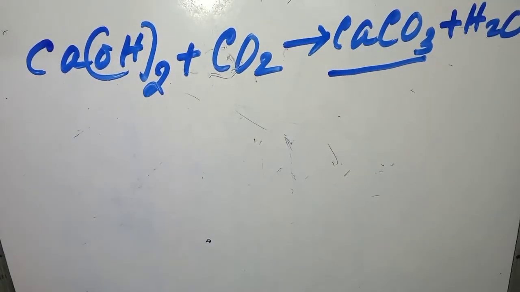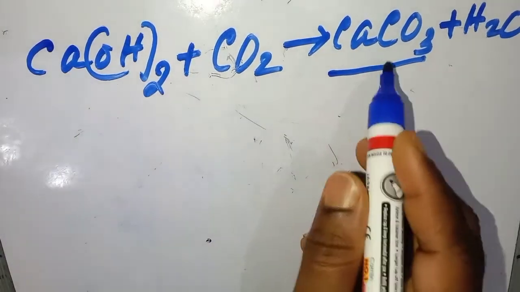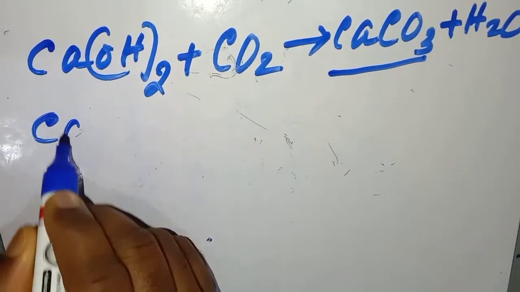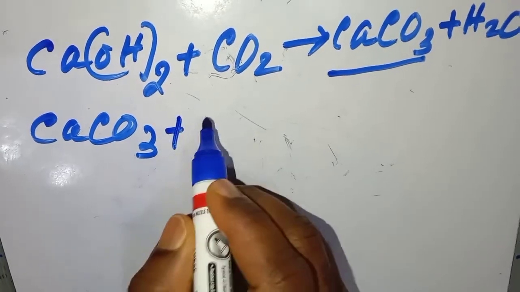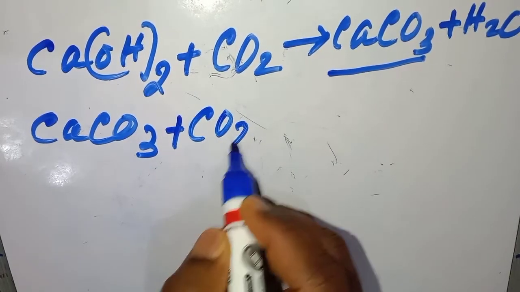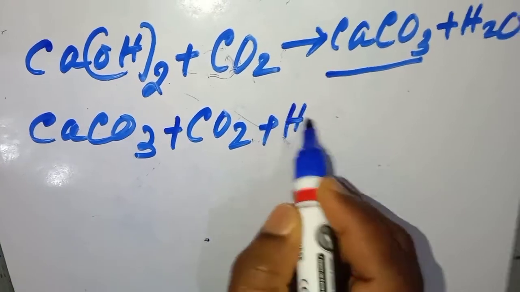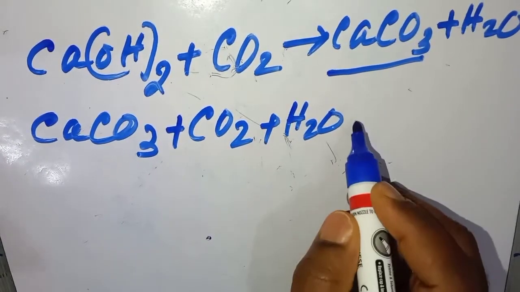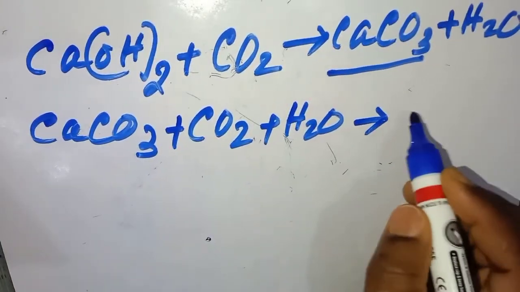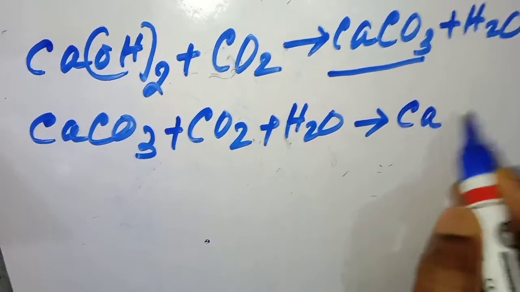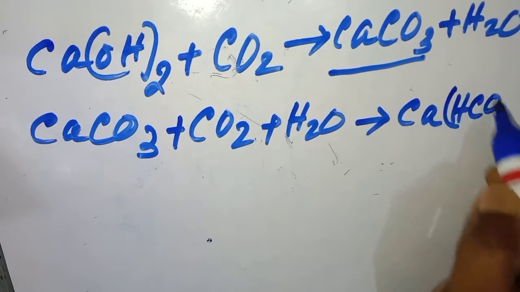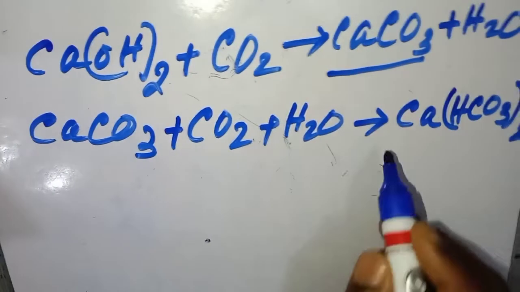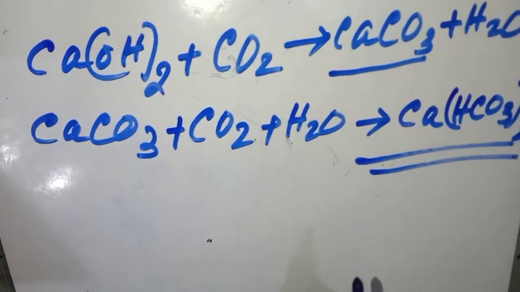But when calcium carbonate, CaCO3, again reacts with carbon dioxide and water, it forms the soluble product calcium bicarbonate, Ca(HCO3)2. This is the soluble part.